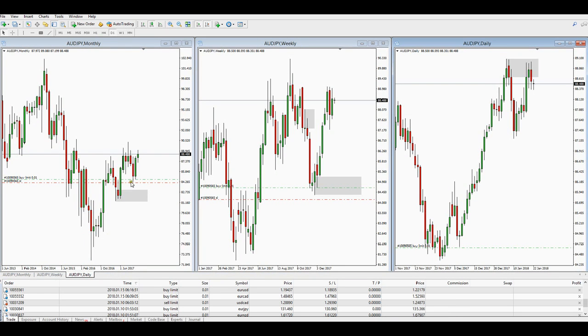Aussie Yen, definitely in an uptrend. We've broken the trend line down. Just looking for daily areas of demand, weekly areas of demand, and monthly areas. So we've got this area, but price has already reacted, so this is now no longer an area. This isn't a monthly area, this is a weekly area.